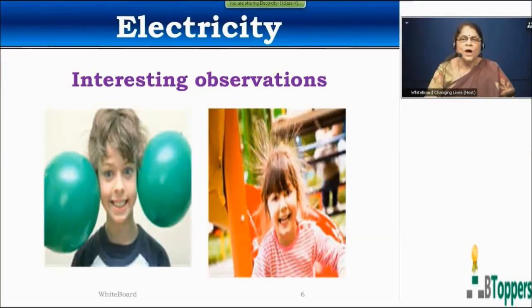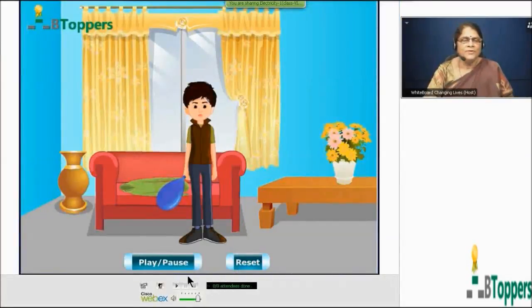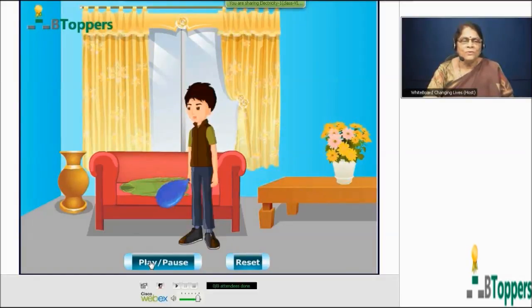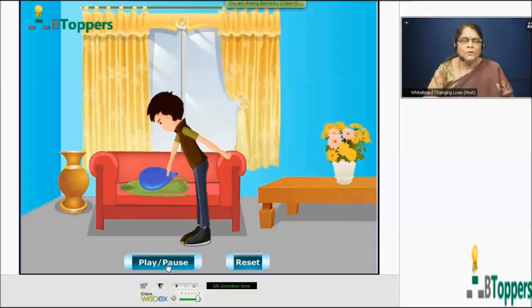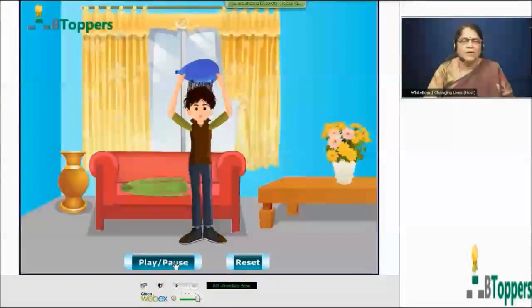I will now show you how the hair on the girl has stood up. Let us see now. Here we see a boy and he is holding a balloon in his hand. He has a sweater on the sofa behind him. Now, the boy is rubbing the balloon on the sweater and then he has brought it up above his head. And what has happened? The hair has stood up and is touching the balloon.